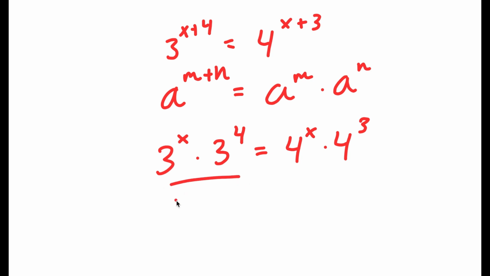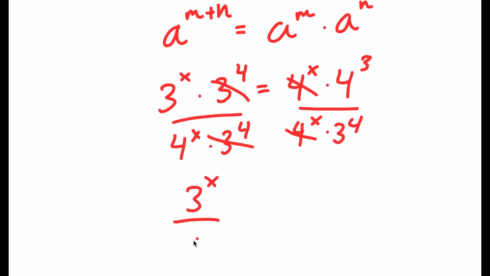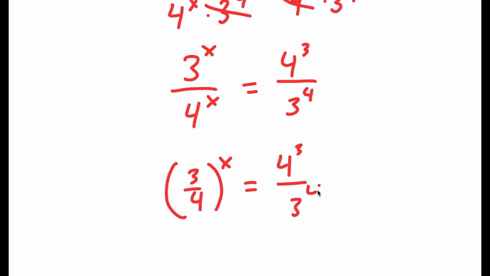Now I'm going to divide both sides by 4 to the power of x times 3 to the power of 4. So then these two cancel out and these two cancel out. So now I'm left with 3 to the power of x over 4 to the power of x is equal to 4 to the power of 3 over 3 to the power of 4. Now 3 to the power of x over 4 to the power of x, that's the same thing as 3 over 4 to the power of x. So I have this is equal to 4 to the power of 3 over 3 to the power of 4.